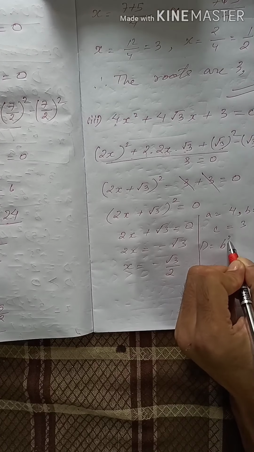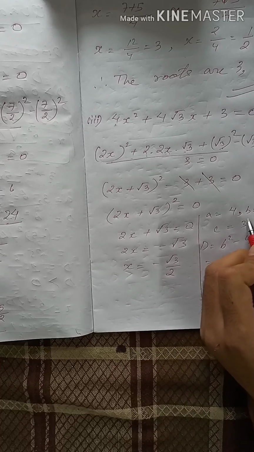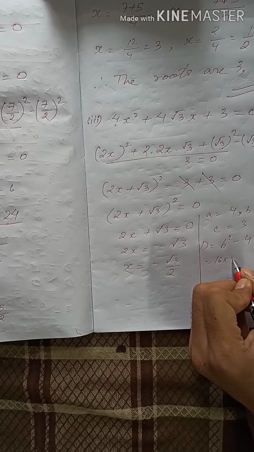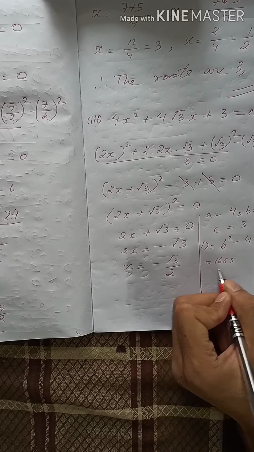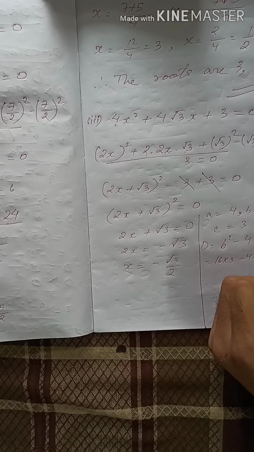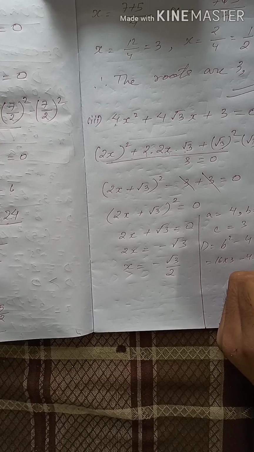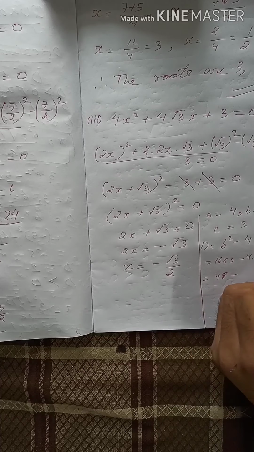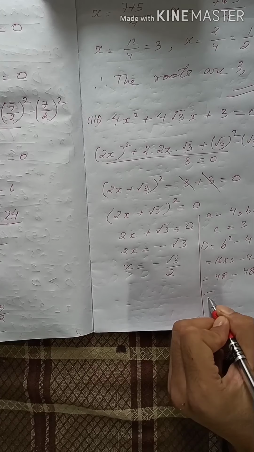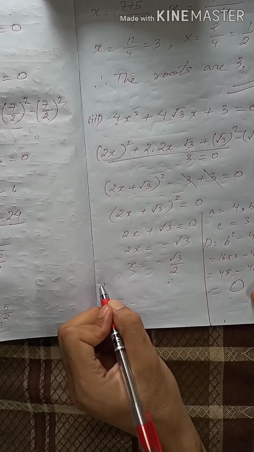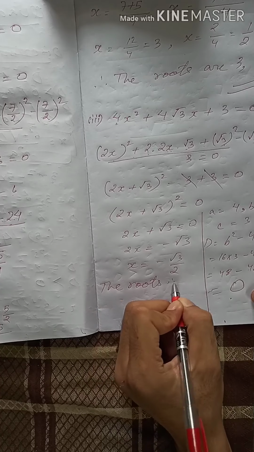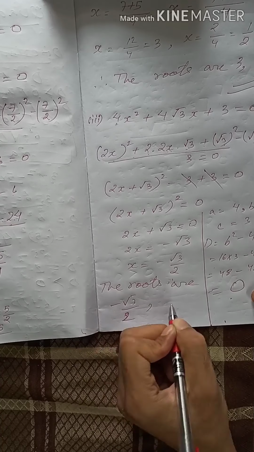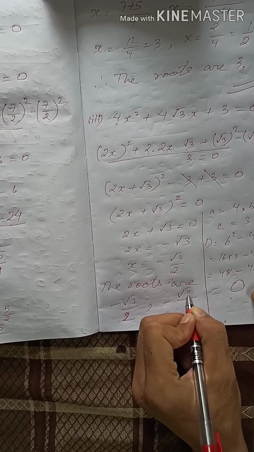Let's apply the formula: b square minus 4ac. b square will be this: 4 into 4 is 16, and root 3 into root 3 is 3. This will give us minus 4 into a, 4, into c, 3. 16 into 3 is 48, minus 4 into 4 is 16, into 3 is 48, see, we got here 0. That's why we got the one distinct root. So the roots are minus root 3 by 2, comma, minus root 3 by 2.